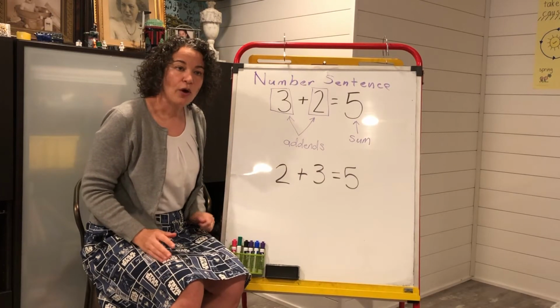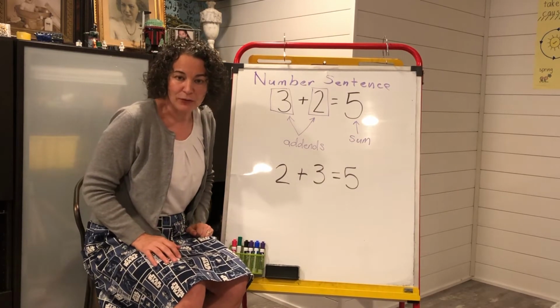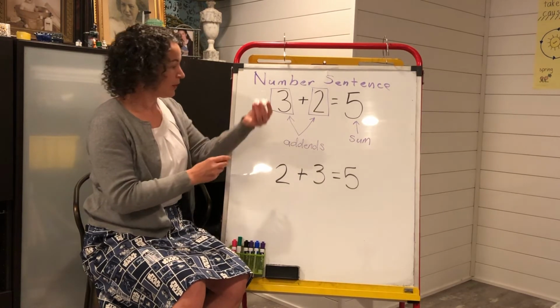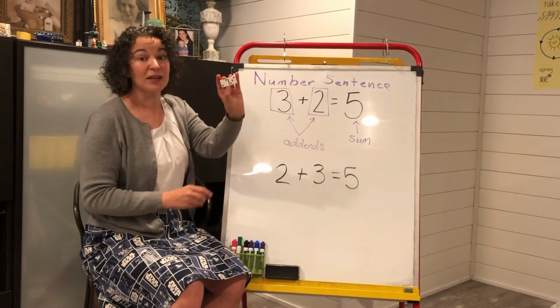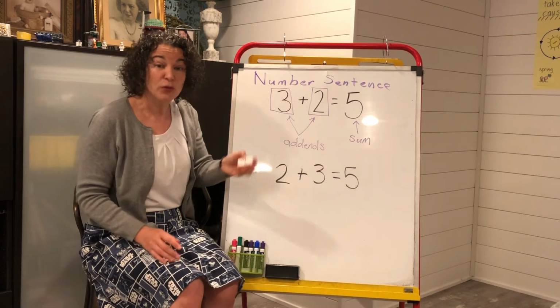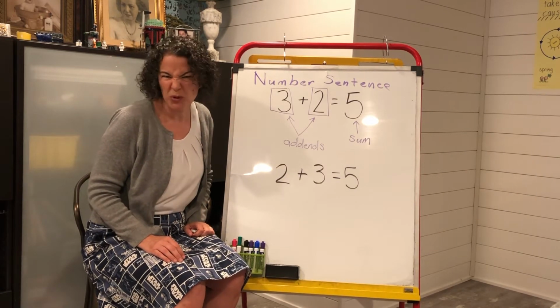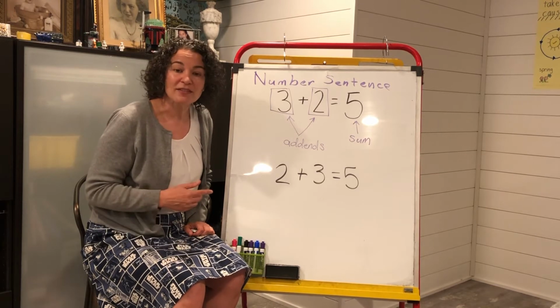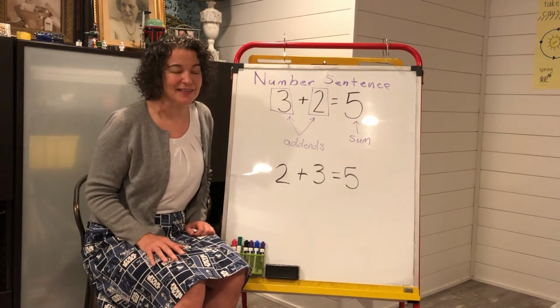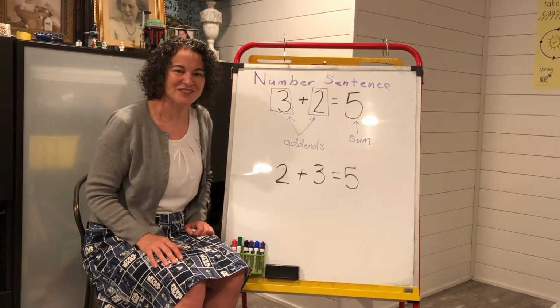So that's all switching the order of the addends, my friends, means. It's taking it from 3 plus 2 and flipping it to 2 plus 3. It's just moving the addends, the numbers you're adding, around. Sounds pretty easy, right? Let me erase this, my friends. Let's try a couple. I think you're going to like this. I think it's going to be easy peasy lemon squeezy.